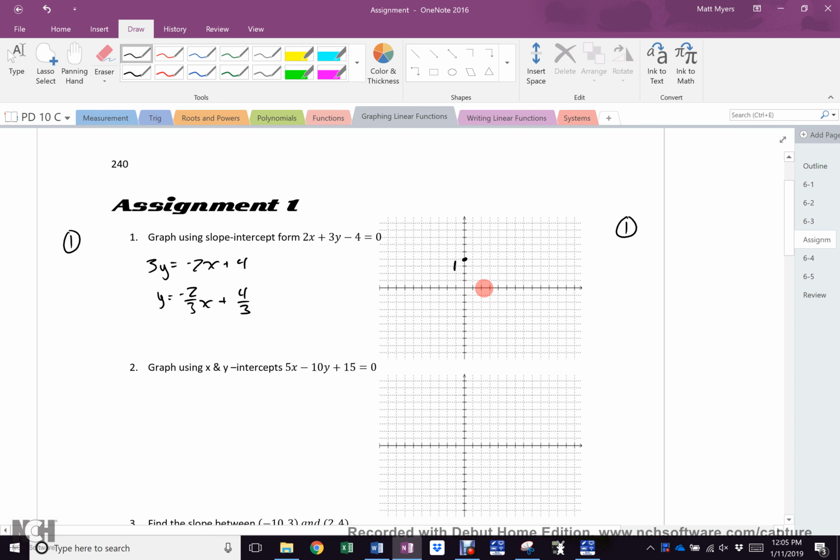And then I can keep the same scale on the x's because it fits. Slope is negative 2/3. Down 2, right 1, 2, 3. Down 2, right 1, 2, 3. There's your line. What if you didn't change the scale?